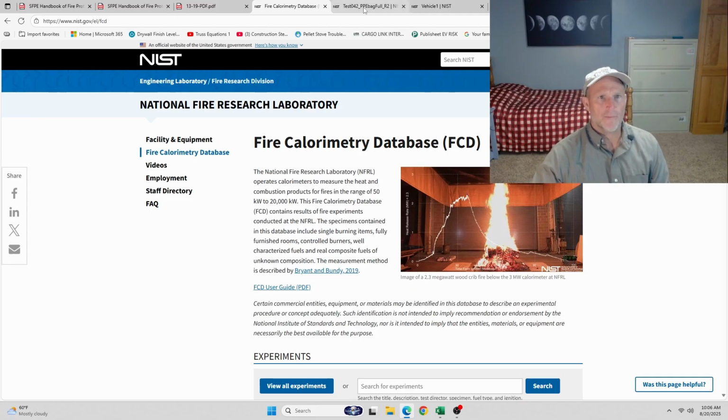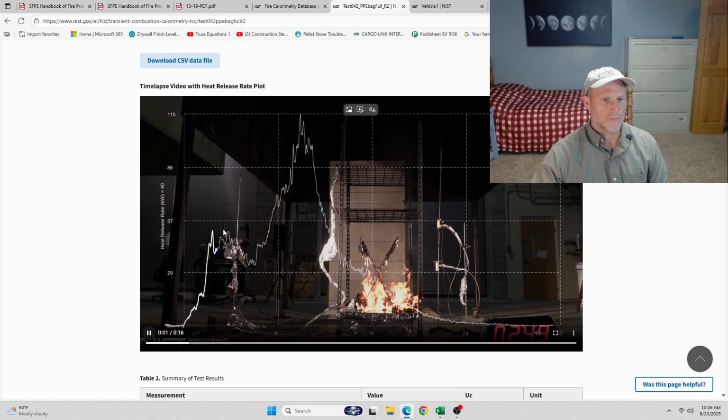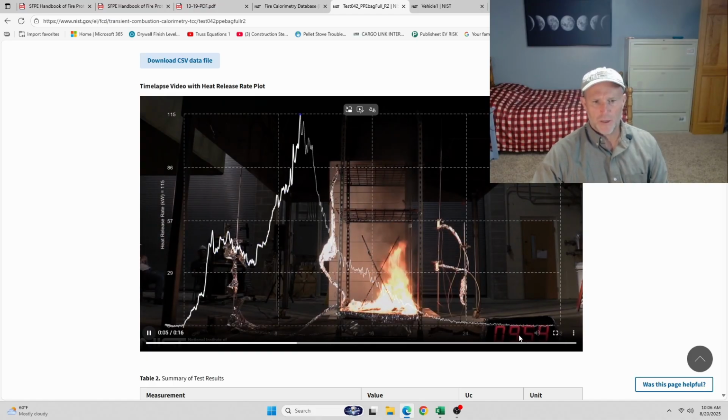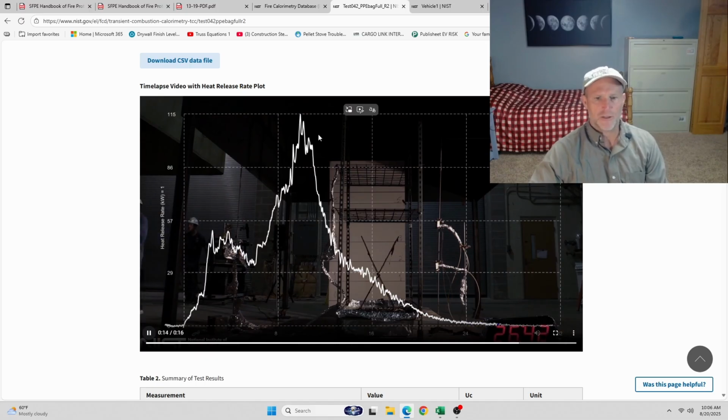But if you look at it, here's an example of a trash can from that database. And I'll go ahead and run this profile. I went ahead and pressed the button here. This is a 30-minute fire, and it's been condensed in very rapid mode into just 16 seconds, just to show you the behavior of this fire. The peak of this trash bag, it's actually a trash bag, is 115 kilowatts.